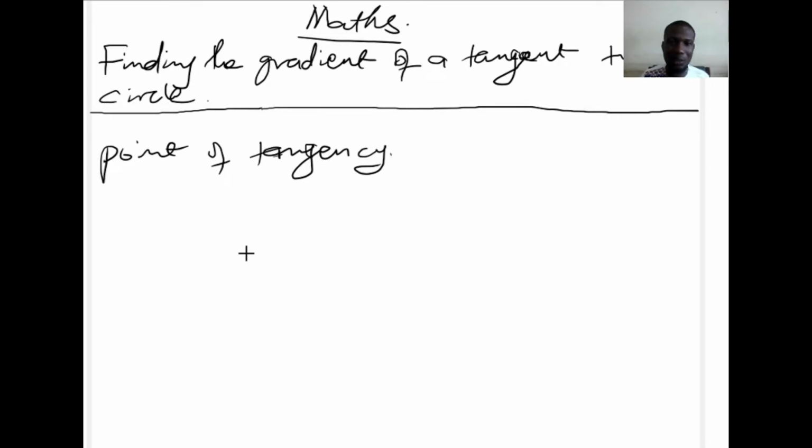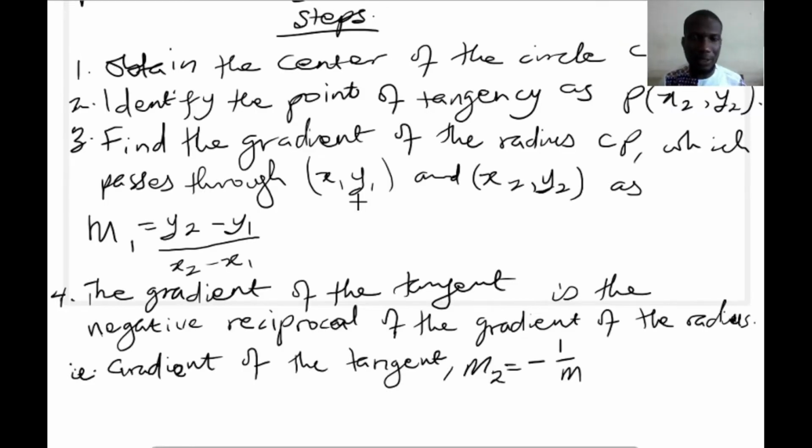I would like to take us through a few steps we need to follow if you want to find the gradient of the tangent to a circle, to guide our calculation. So let's take those steps quickly. Here we have the steps. Step 1 says obtain the center of the circle as C with coordinates x1, y1. And step 2, identify the point of tangency as P with coordinates x2, y2.